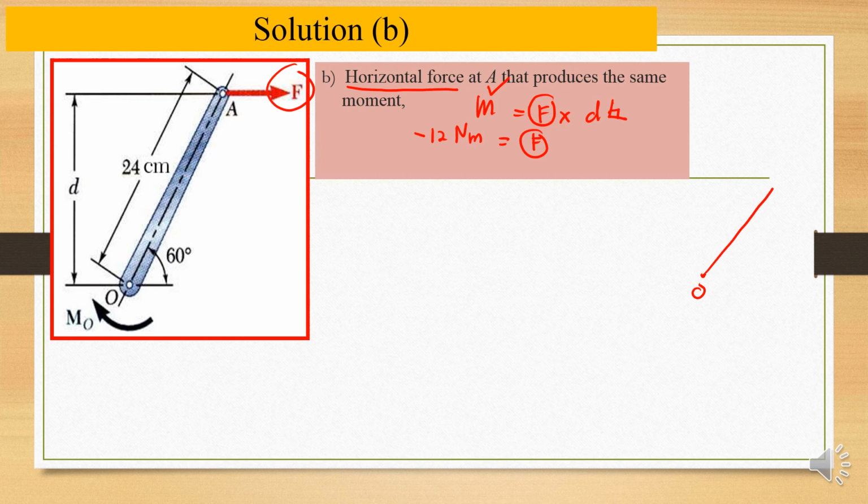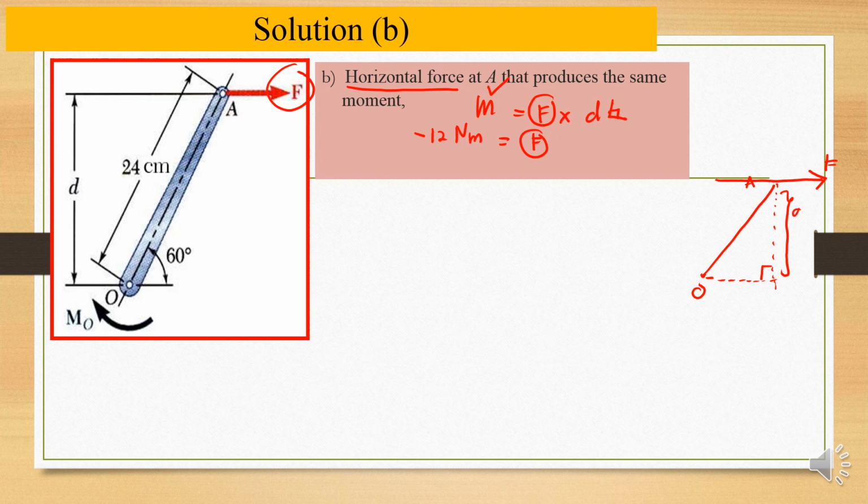Now the direction of the force is in horizontal direction. So what will be the perpendicular distance? This is the line of action for this force, and this is the line of action through our reference point. So the perpendicular distance between the force and the line of action of the reference point is here.